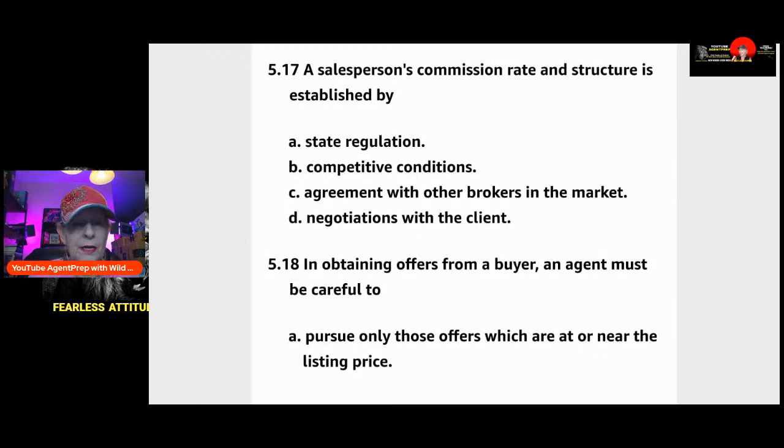So if you're ever in a conversation about several of you realtors or brokers charging a particular commission, you want to walk away from that. Okay, that is illegal. It is an open market and negotiable. So the answer here was B.